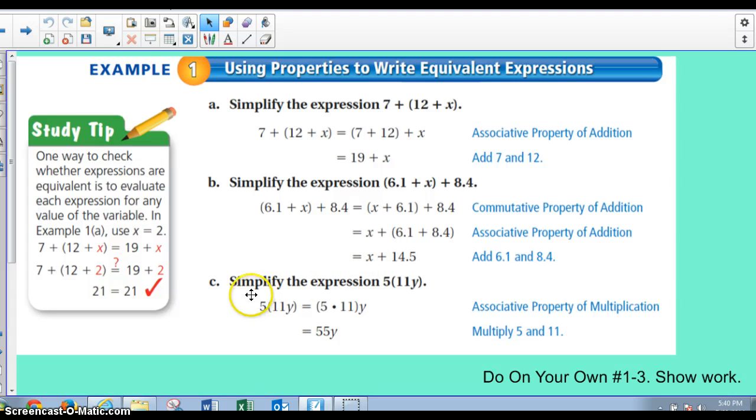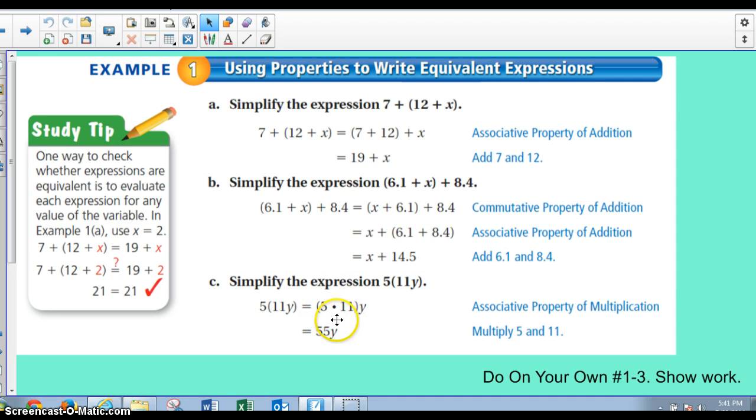All right, let's take a look at C. Simplify the expression. I'm going to do parentheses first. 11y times 5. So here we have the problem. Now we've got to break it apart. First of all, do I want to flip these numbers around for commutative, the ones in the parentheses? No, because y is on the outside and the two numbers are next to each other. So I can eliminate the commutative property. What I need to do is the associative property and move these parentheses so they are around the numbers.